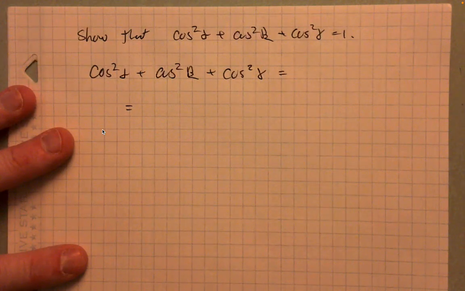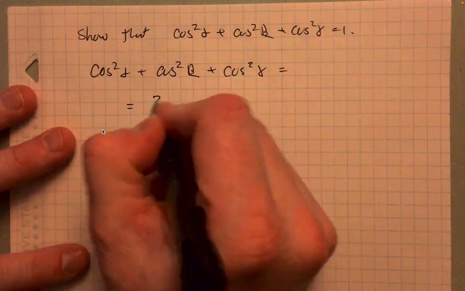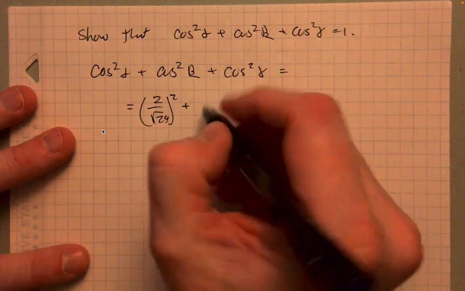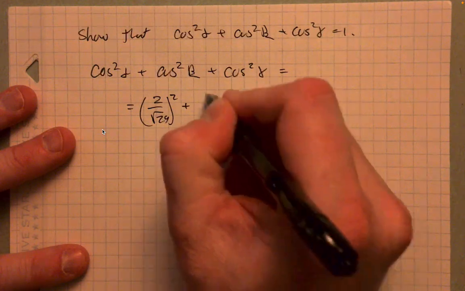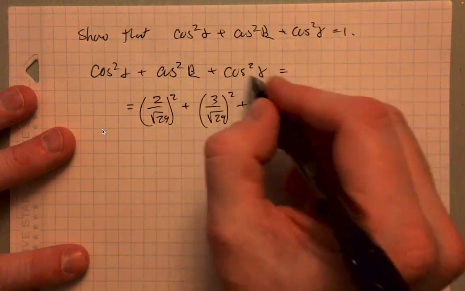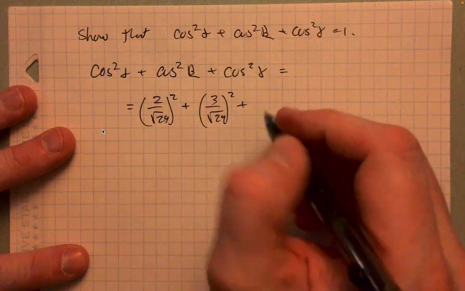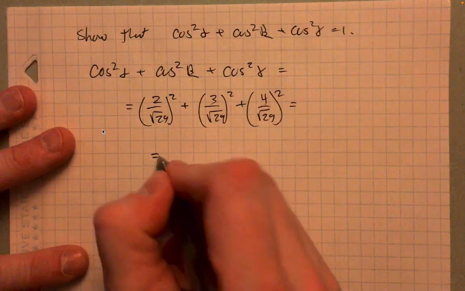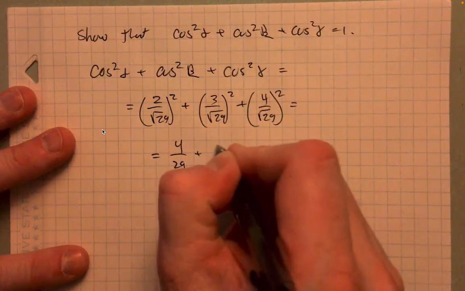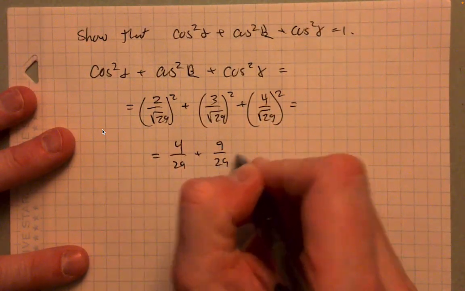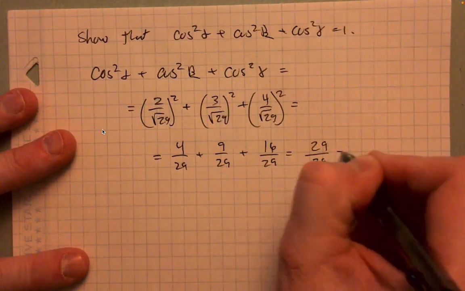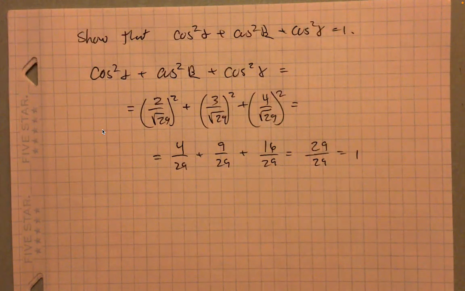Well, cos alpha we saw was 2 over the square root of 29, and then we square it. Cos beta was 3 over the square root of 29, square that. And then cos gamma was 4 over the square root of 29, we square that. And we get 4 over 29 plus 9 over 29 plus 16 over 29. And of course, that's equal to 29 over 29, which is 1. So really straightforward to see that.